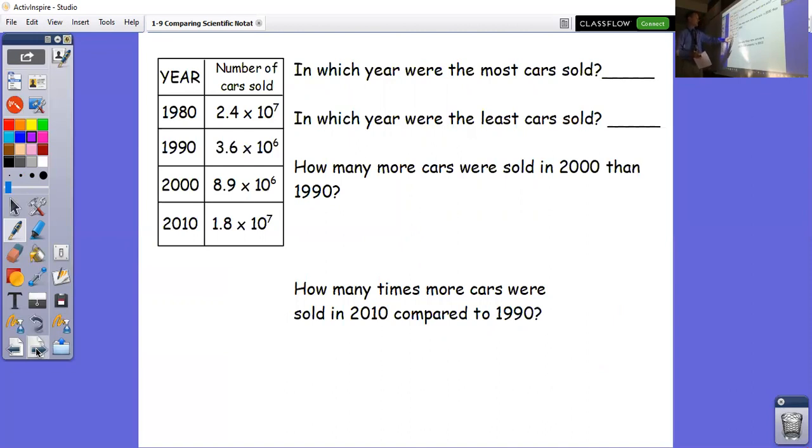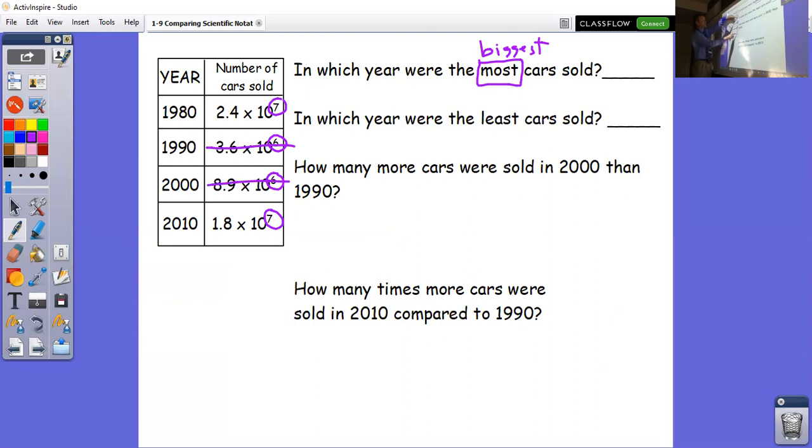You're going to be given a little table here. So we have 4 different years and how many cars were sold. In which year were the most cars sold? If we're looking for the most, we are looking for the biggest number. Well, when I scan these 4 numbers in scientific notation and I'm looking for the biggest number, I'm looking at the exponents. I'm looking at the 7, the 6, the 6, and the 7, because the biggest exponent is your biggest number. 7s are obviously bigger than 6s, so it's not going to be this, not going to be this.